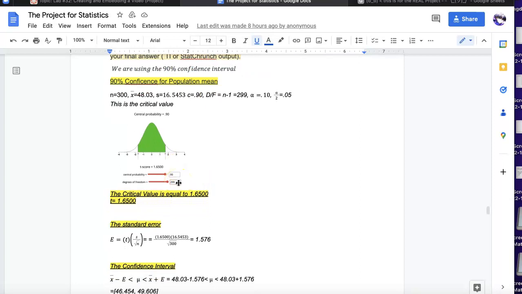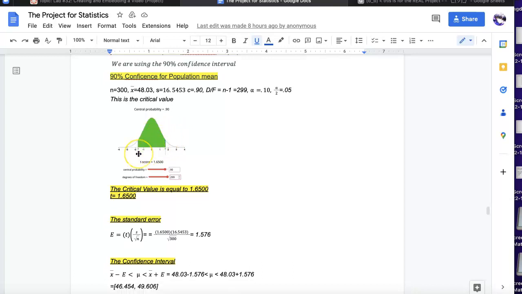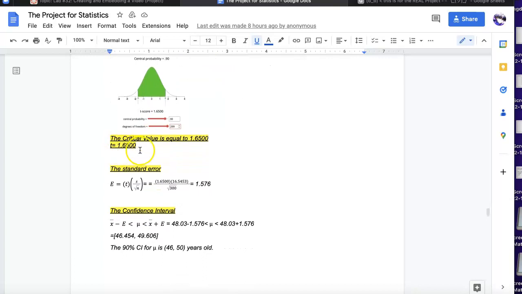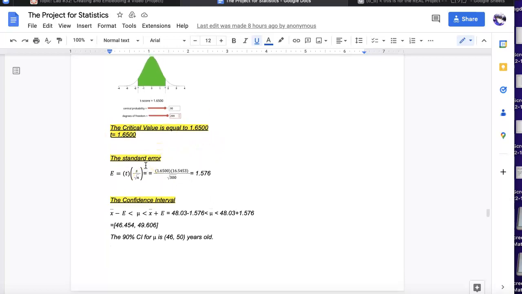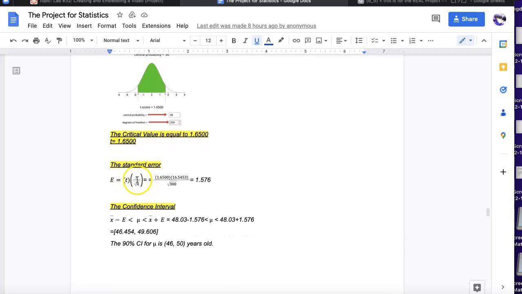We used an applet to find our t-score. We are going to do a t-score because we don't have the population standard deviation. We only have the sample standard deviation, so this is going to be a t-score. So the critical value is equal to 1.6500. So then we have to find the standard error, and this is the formula to find standard error.